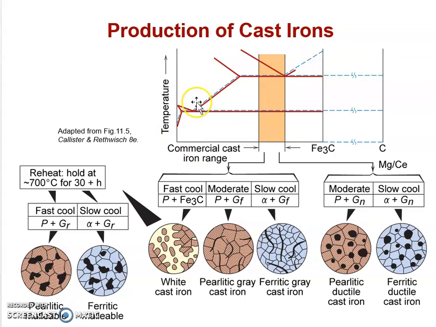So this is how cast iron is made. At this region, the cast iron is from 3 to 4.5, right? You can check it back, but this is how cast iron is made. I think you can read it by yourself. If you cool it fast, as I said, you will get a white cast iron. If you cool it moderately, you will get pearlite and gray cast iron. If you cool it slowly, you get austenite and gray cast iron.